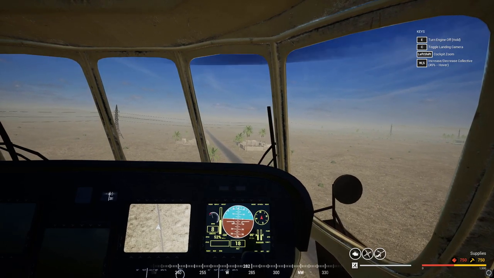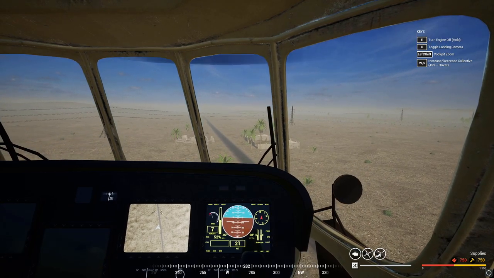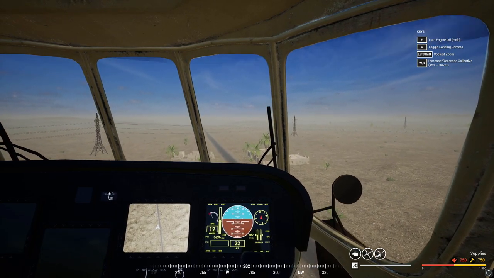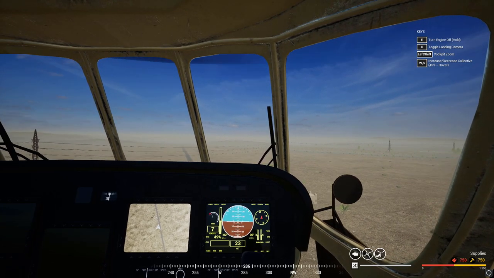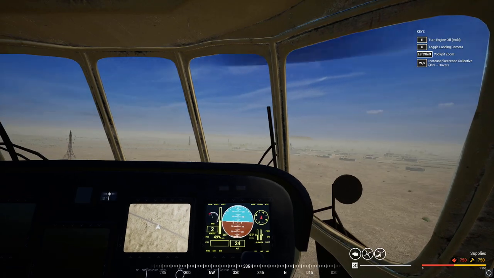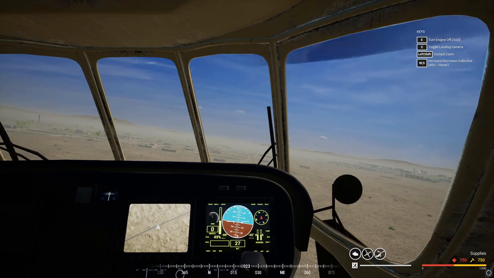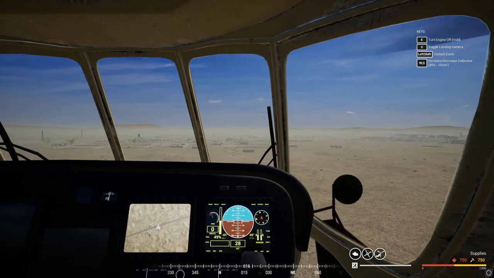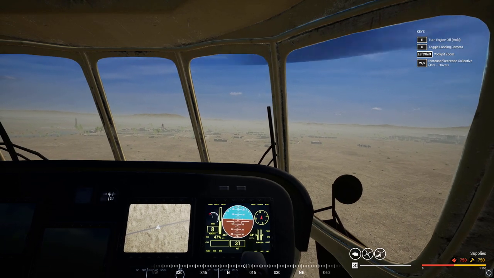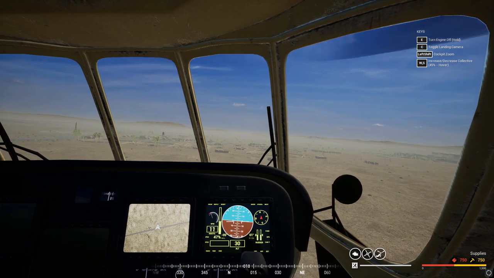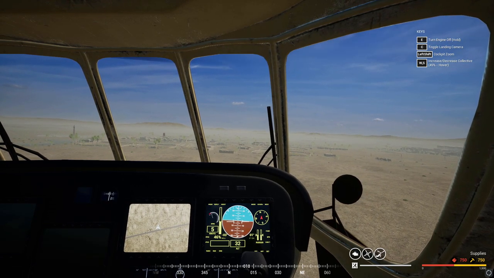To the buildings and directly north. Looking at my compass on my screen, directly north. Okay, I'm banking directly north. Now I should be north here. Now I can see the crossroad over there. I want to fly a bit lower, so I'm losing some collective.